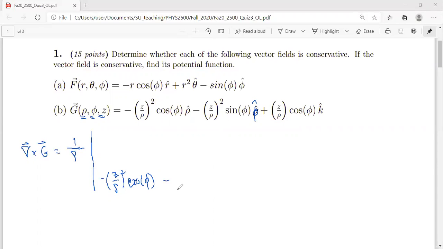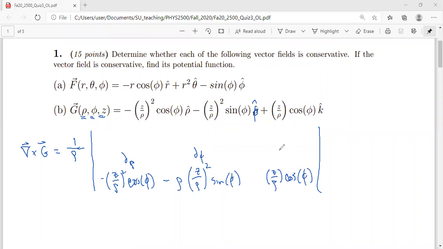So that's minus rho times z over rho squared sine phi. And then the last component, no scale factor, is z over rho cosine phi. And again, d by d rho, d by d phi, d by dz: rho hat, no scale factor; phi hat, scale factor for only the thing in units of radians; and then k hat or z hat, whatever you feel like calling it.